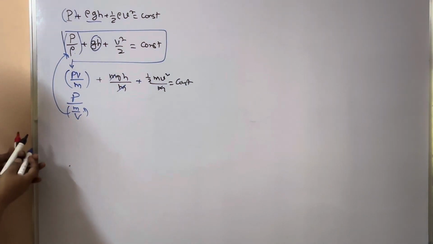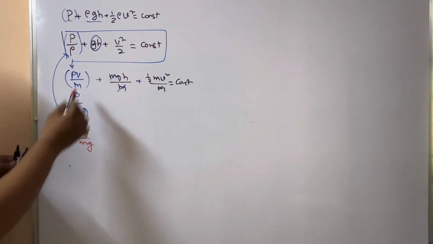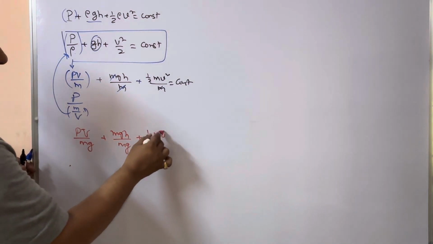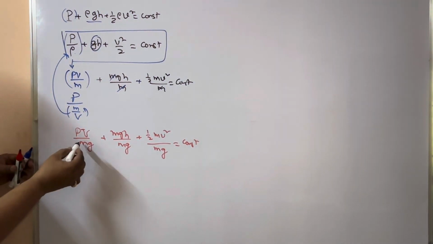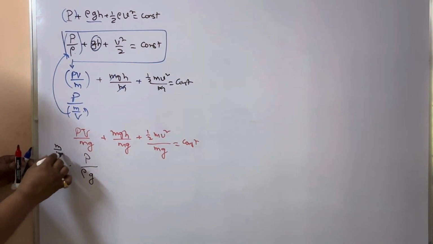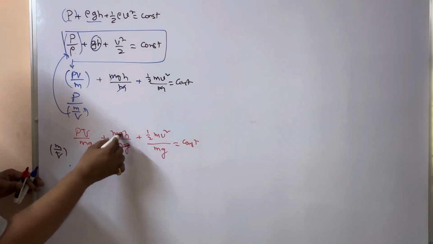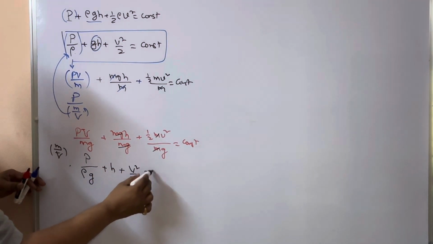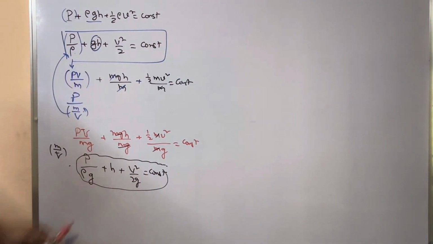In the same way, pressure energy per unit weight, P V by mg, they will say. Potential energy per unit weight, mgh by mg. Kinetic energy per unit weight, half m v square by mg, is always constant. Now if you observe this, if you write P by rho g, because m by V we can write as rho, then P by rho g plus h plus v square by 2g is constant. All these three equations we call Bernoulli's principle.